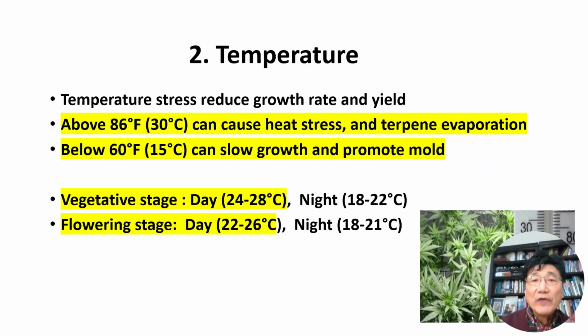Temperatures generally range from 65 to 85 degrees Fahrenheit for growing. During growth, temperature and humidity must be balanced. Temperatures consistently above 86 degrees Fahrenheit can cause heat stress, airy buds, and terpene evaporation, while temperatures below 60 degrees Fahrenheit can slow growth and promote mold.